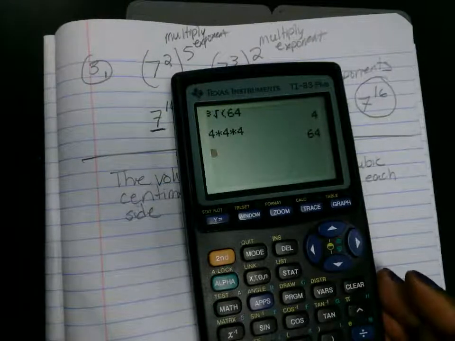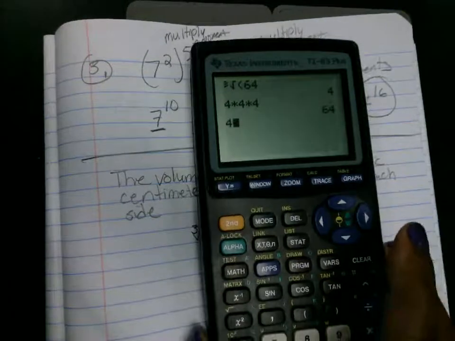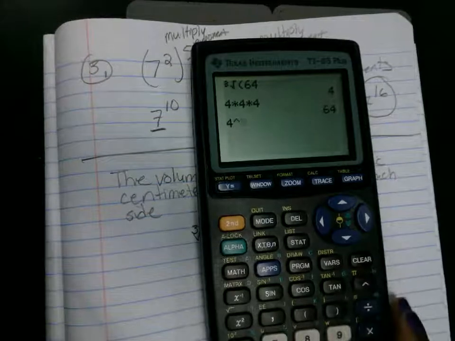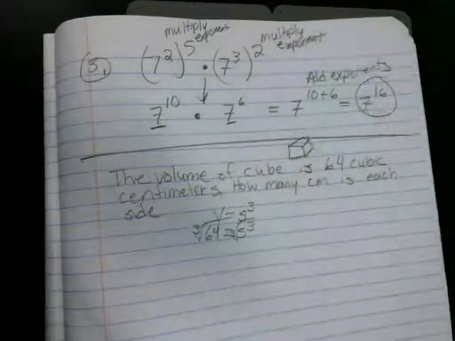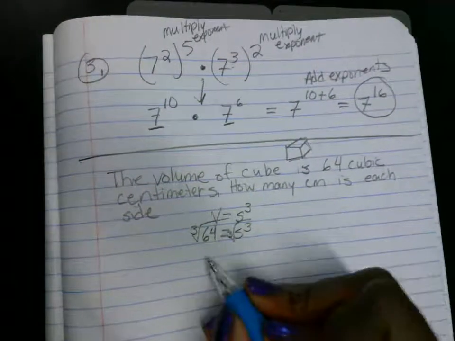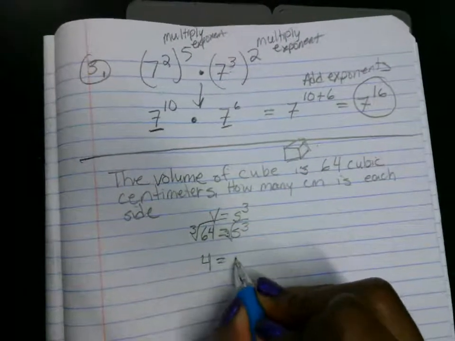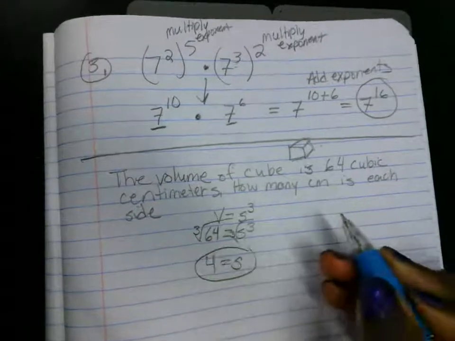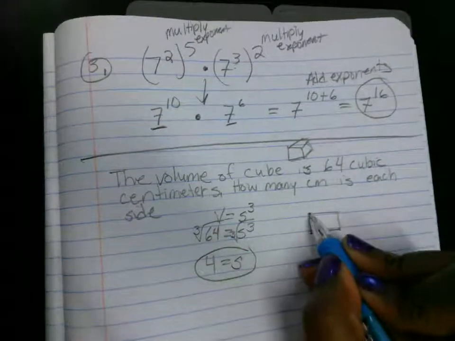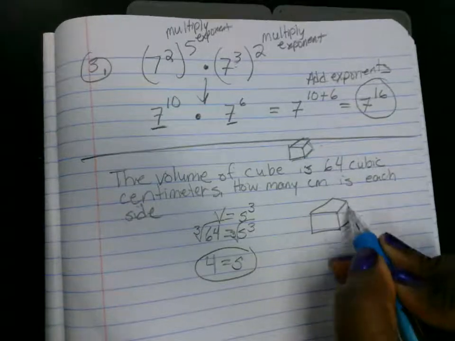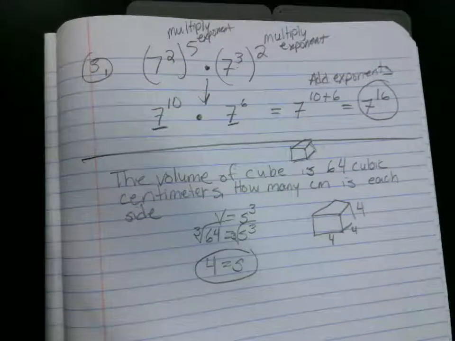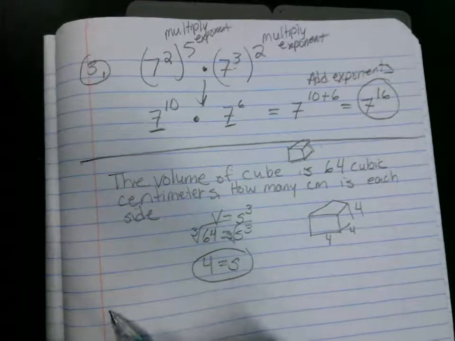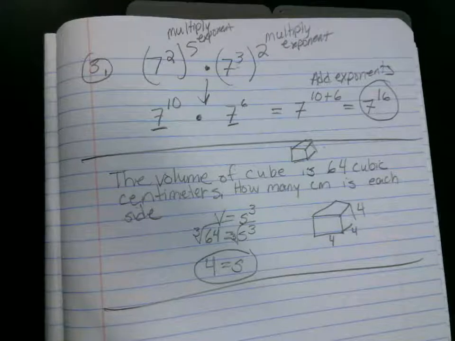Or how do you type in 4 to the third power? 4, then what? Caret key. 3. Very good. Okay. All right. So here, S is equal to 4, or 4 is equal to S. Each side length, each of the sides of the cube are going to be 4 centimeters. 4, 4, 4. Each of the side lengths are 4. Please write this down. Pause for the cause. You are going to see a question like this.